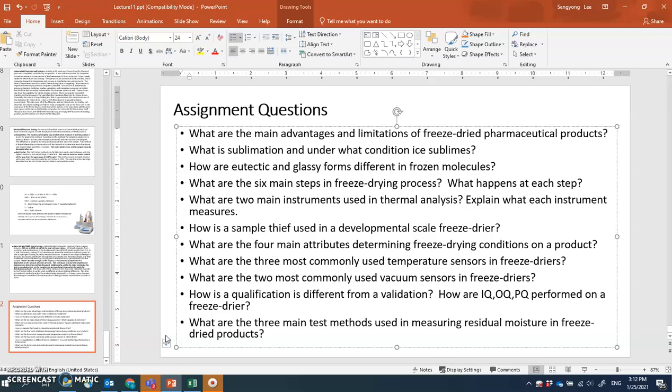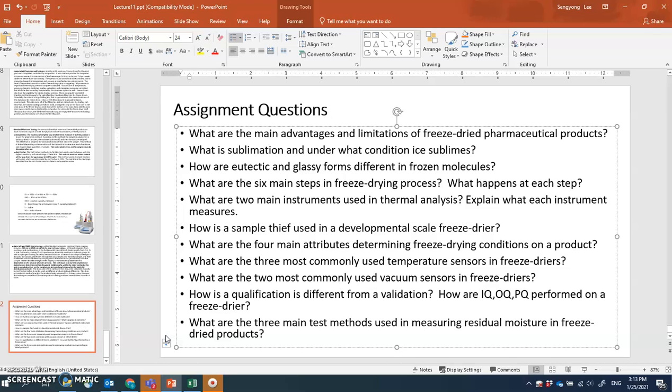Remember, a sample thief is a kind of device attached to your freeze dryer. It allows you to take a vial sample during the freeze drying process without stopping it. There's a little special door that you can open and close without releasing the vacuum. So through that special sample thief arm and little door, you can take a sample out during the freeze drying process and analyze the sample.